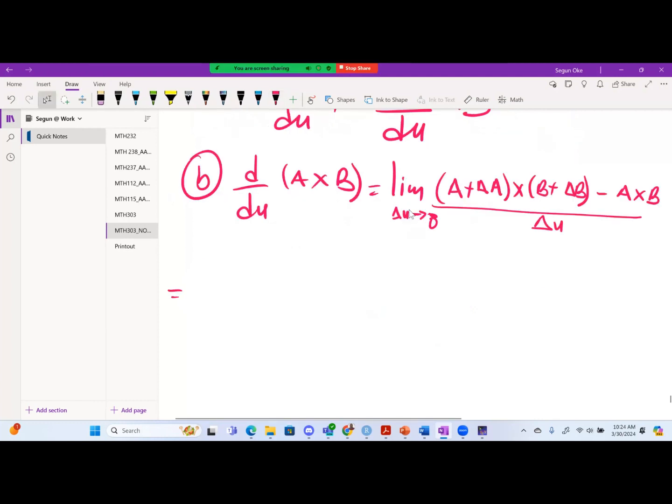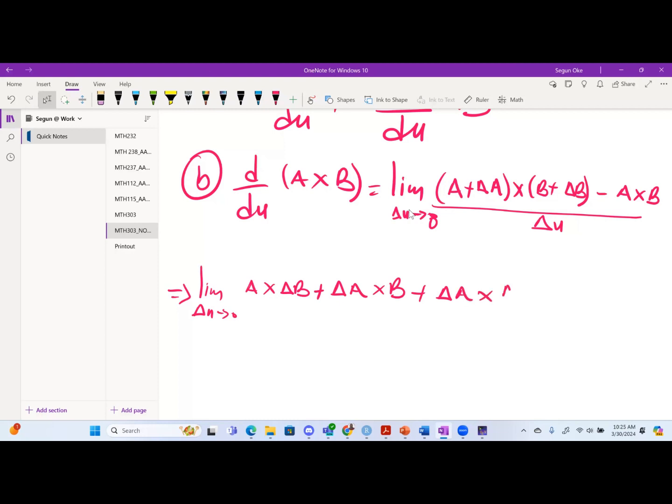We should be able to solve the same thing by saying limits change of U tends to 0, A cross change in B plus change in A cross B plus change in A cross change in B. I believe I've jumped one step because A cross B has already canceled each other. Yes or no? Silence means yes.